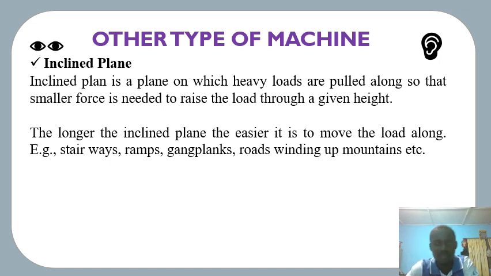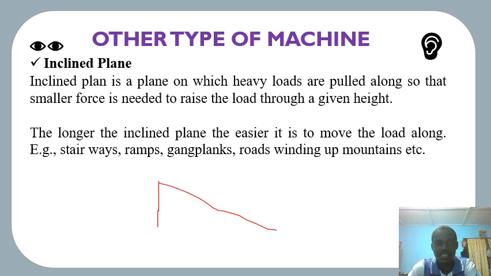The other type of machine apart from lever is called the inclined plane. The inclined plane is a plane on which a heavy load is pulled along so that a smaller force is needed to raise the load through a given height. An inclined plane is like what we call the disabled steps.